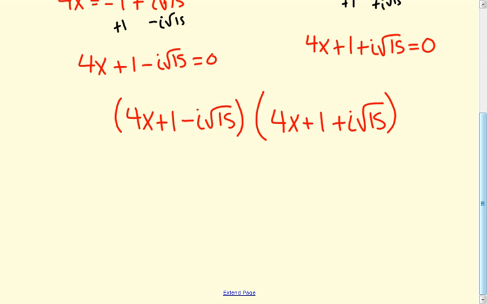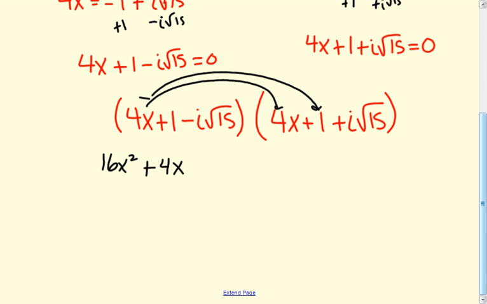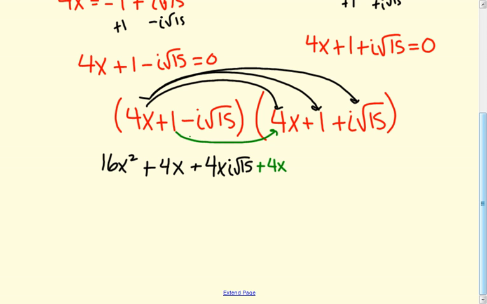If you feel like you can handle this, you can fast forward to the next problem. Otherwise, I will continue to multiply this out here. So here we go. 4x times 4x is, of course, 16x squared. 4x times 1 is 4x. And 4x times I root 15 will be 4xi root 15. All right, and now we multiply by 1. So 1 times 4x is 4x. 1 times 1, of course, is 1. And 1 times I root 15, of course, is I root 15.